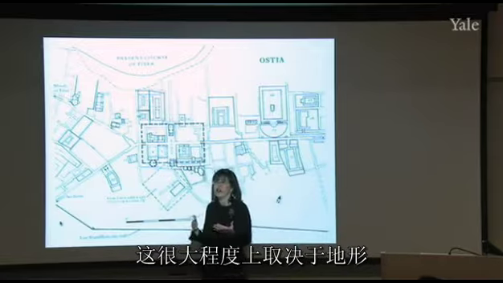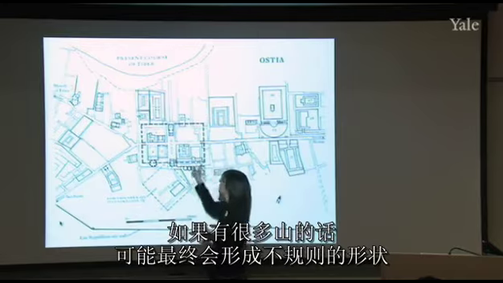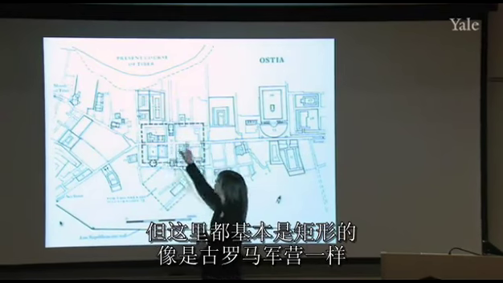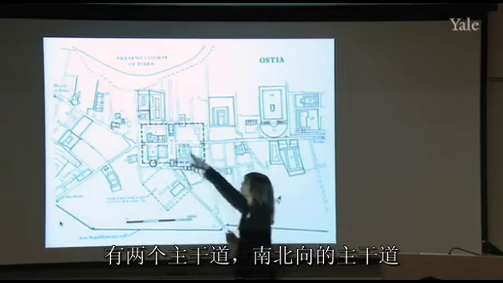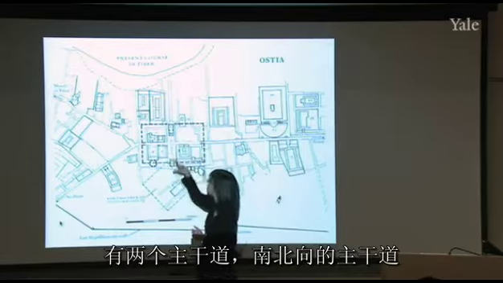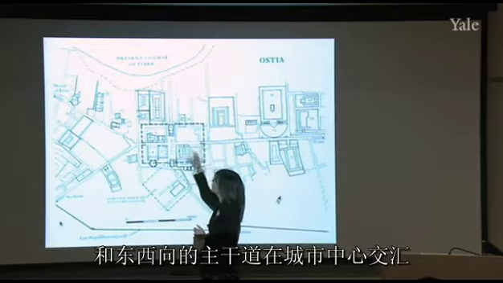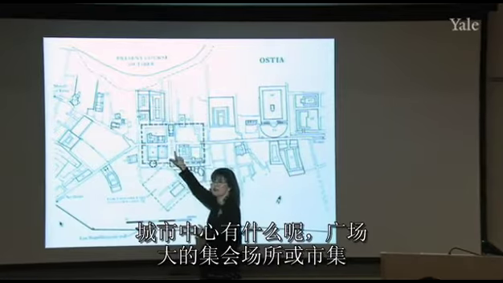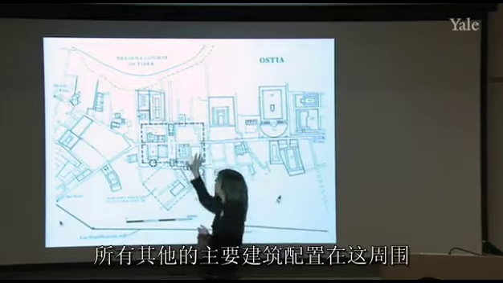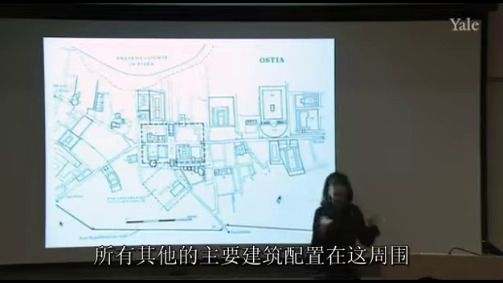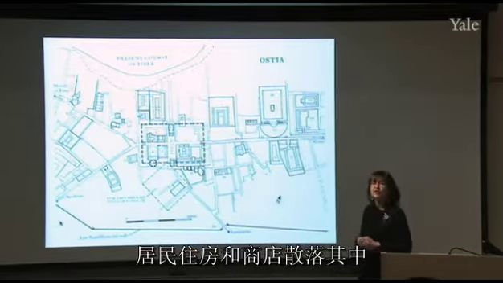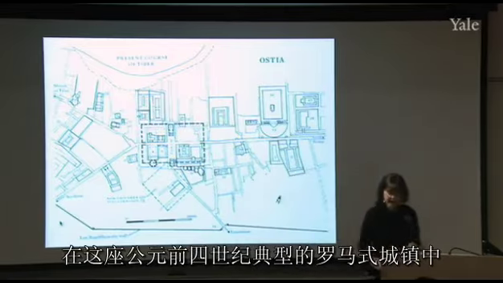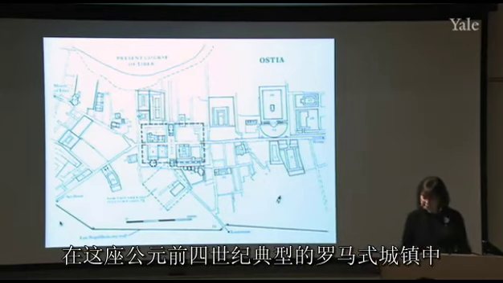And it varied depending upon the terrain. If there was a lot of hills and so on, it might end up with a somewhat less regular shape. But here you see it at its most regular, planned like a castrum or a military camp, rectangular with the two main streets, the Cardo, the North-South Street, and the Decumanus, the East-West Street, crossing exactly at the center of the city. And then what's located there? The Forum of the city, the great open meeting and marketplace, and then all the other major buildings deployed around that, and then, of course, the residential structures and the shops interspersed among those in this typical Roman town plan of the 4th century BC.